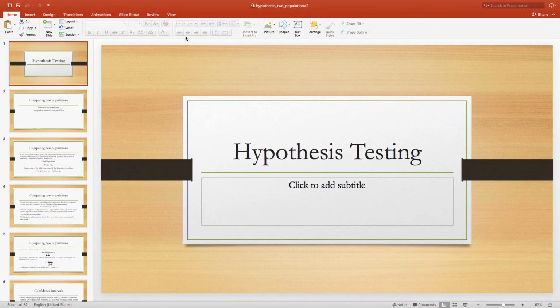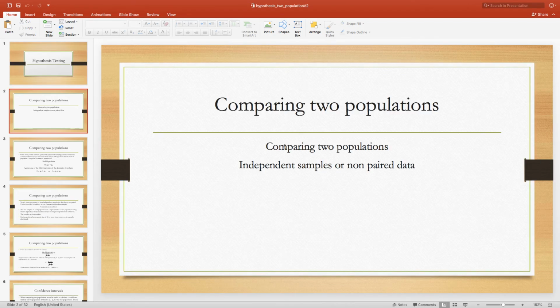All right. Well, this week we're going to be talking more about hypothesis testing, but this time it's going to be on comparing two populations. Specifically, we talked last time about comparing paired data, and in this example, we're going to be considering only examples of non-paired or matched data, sometimes called independent samples. And our goal is to compare two population means.